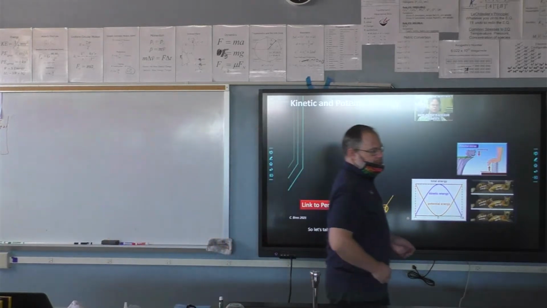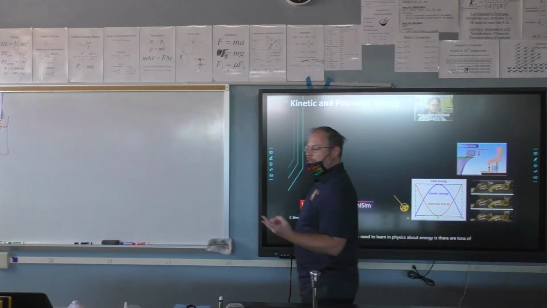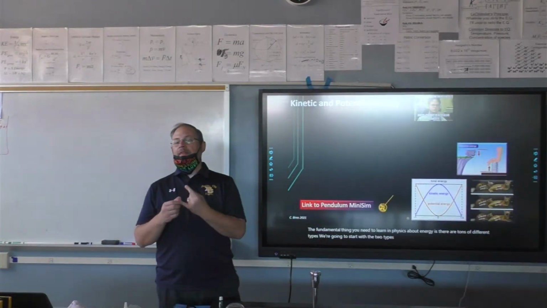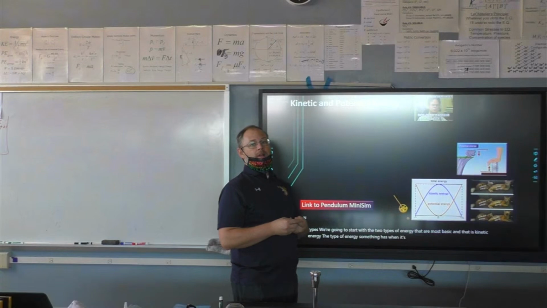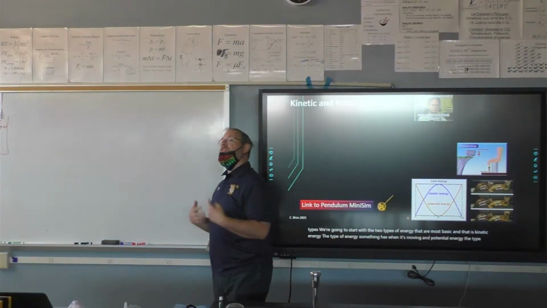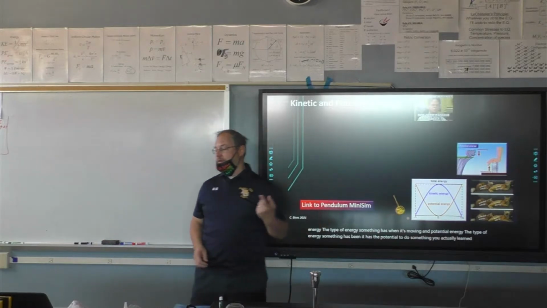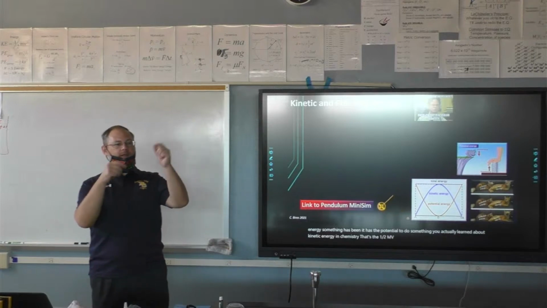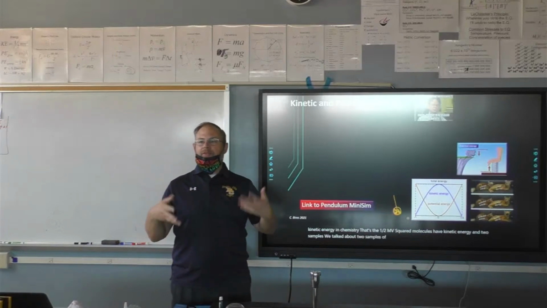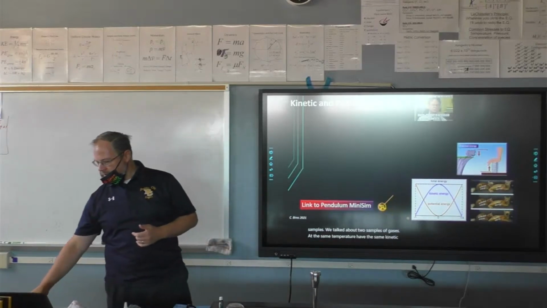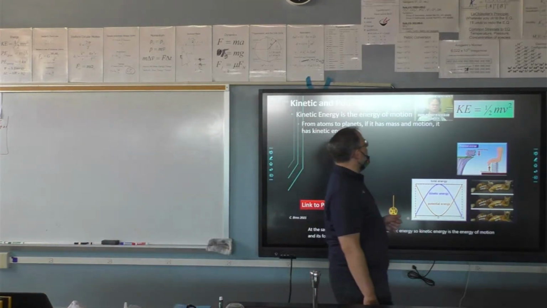The fundamental thing you need to learn in physics about energy is there are tons of different types. We're going to start with the two types of energy that are most basic: kinetic energy, the type of energy something has when it's moving, and potential energy, the type of energy something has when it has the potential to do something. You actually learned about kinetic energy in chemistry. That's the 1/2 mv squared. Molecules have kinetic energy, and we talk about two samples of gases at the same temperature having the same kinetic energy. So kinetic energy is the energy of motion, and its formula is 1/2 mv squared.